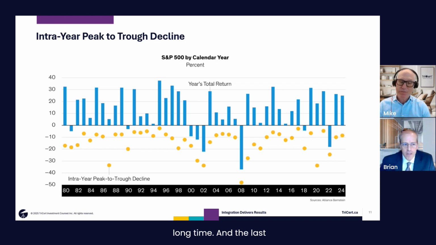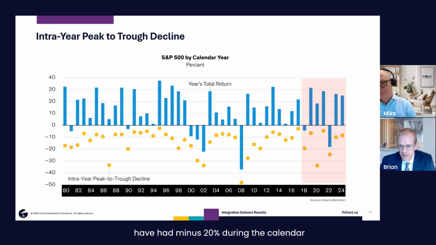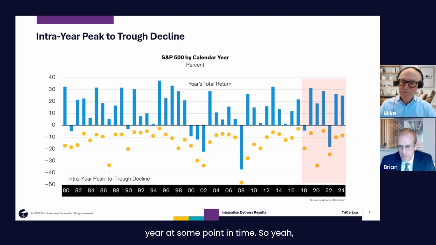Actually, it's very unusual. I've been doing this for a long, long time, and in the last handful of years, if you see those yellow dots, 2018, 2020, 2022, and now again in 2025, that's four periods in more recent history that have had a minus 20% drop during the calendar year at some point. Right.